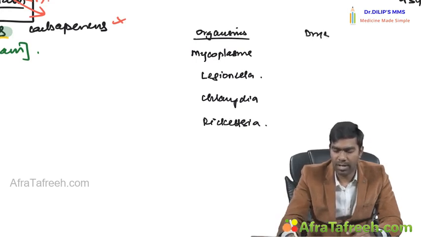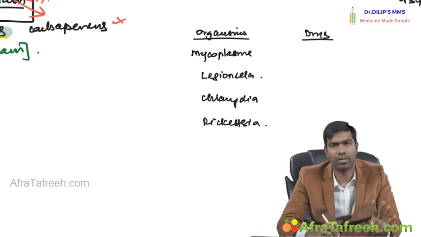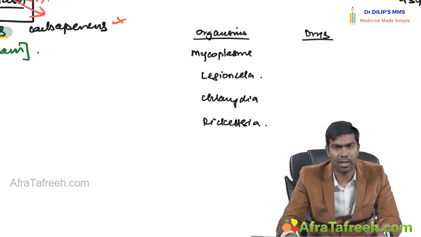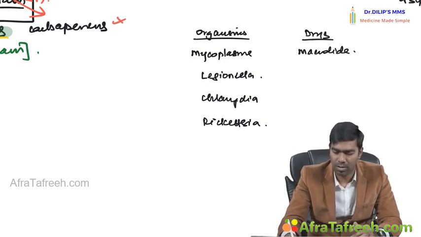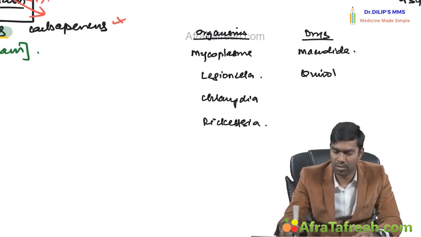And four important atypical drugs are there. Only these four drugs cover atypical organisms. These are intracellular organisms. That's the problem. So, the atypical four most important drugs: one is your macrolide group of drugs. Second, quinolones, especially levofloxacin.